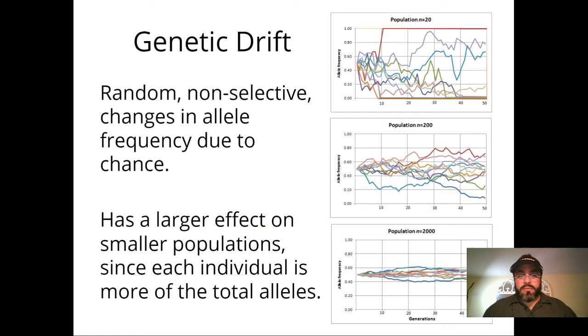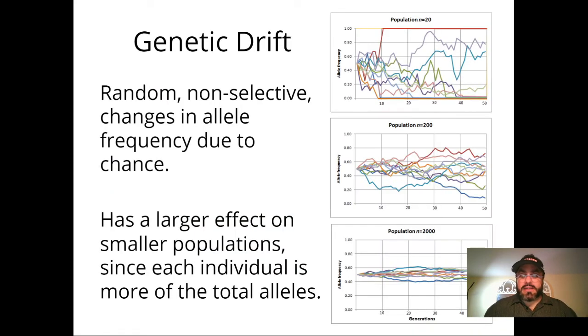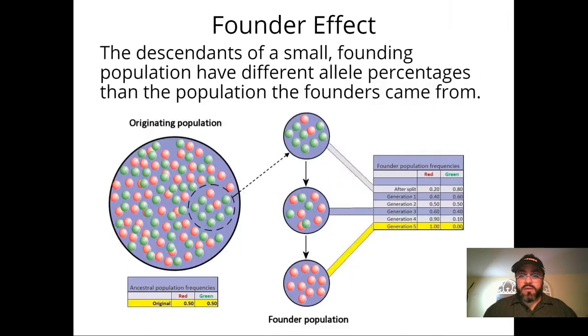But we also know that evolution is driven by random processes. It is not just because of human impact. And here are some of those random processes. One of them is genetic drift, which is random, not selected, changes due to chance. And so there are populations that, just by chance alone, their allelic frequency changes. One of them is called the founder effect.